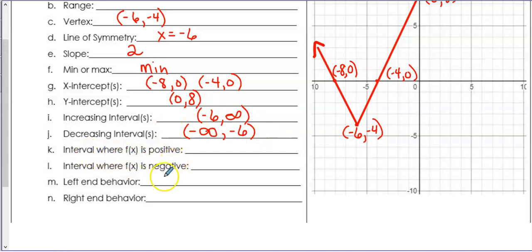The interval where f of x is positive, there is just part of it that's positive. It's not the whole thing. So we'll mark where it's positive, which is, remember, above the x-axis. So it's going to be two intervals. The first one comes from -infinity and stops at -8.